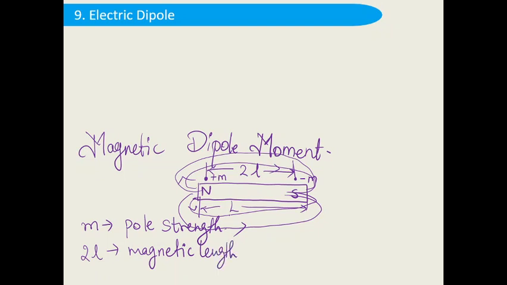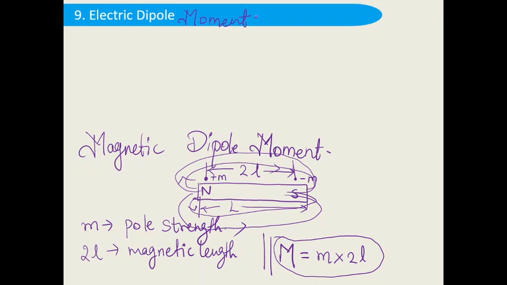Then what is magnetic dipole moment? Magnetic dipole moment is given by capital M. Capital M is equal to small m into 2L. So this is the value of the magnetic dipole moment. Now we can say something about electric dipole moment.